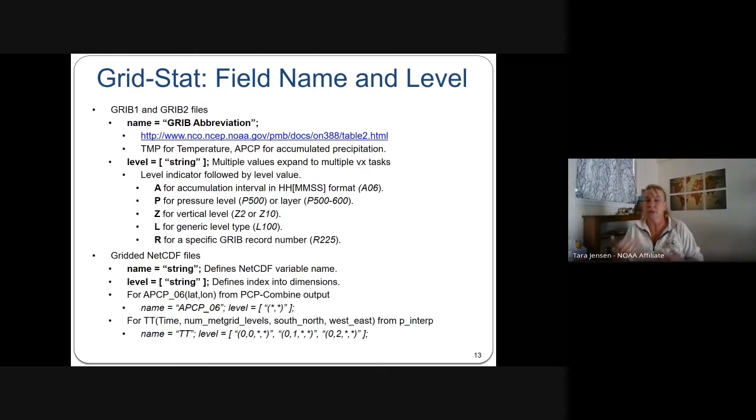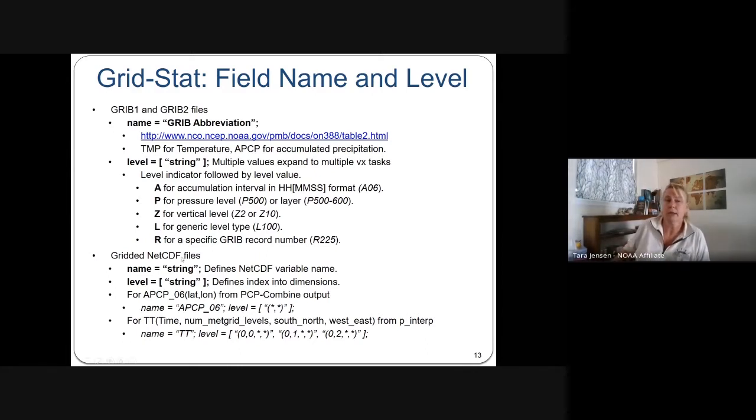So Z2 is the 2 meter temperature. Z10 is the 10 meter winds. Z80 would be the 80 meter winds. If there's a layer, you could also have a layer specified. L is a generic level type. Typically, this is used with fields that are integrated throughout the vertical, or if there's a specific level, such as the level 100. I can't really think of a field that would have that.